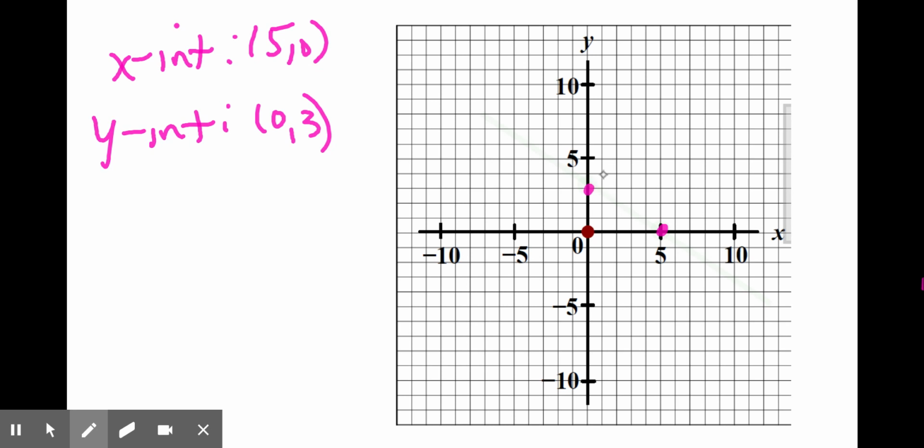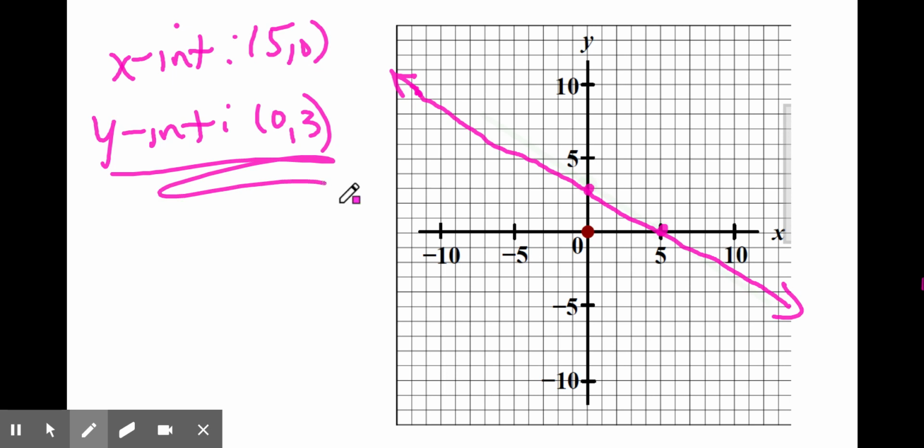And if we connect them and draw all the way through the graph, okay, remember, folks, you want to draw all the way through the graph because in the next chapter, you're going to have to figure out where graphs meet. All right, and there's your line. That's it. You're all done. You did it. That's all it took, just those 2 points. You just had to take a little bit of time to find them.